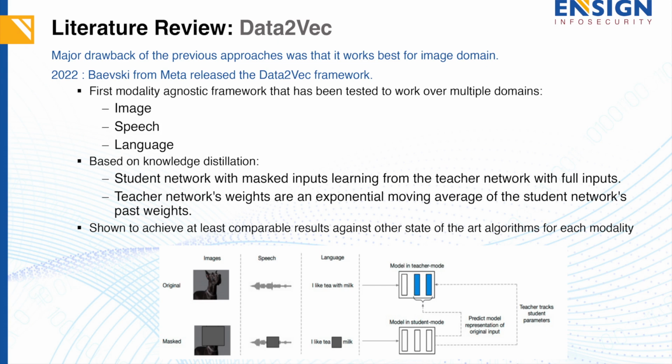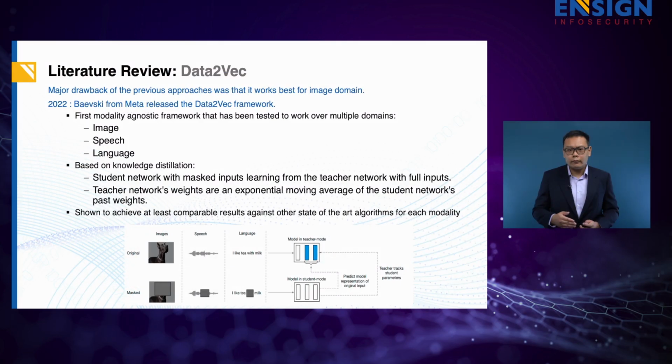In this approach, there are two networks, the teacher network and the student network. Both of these networks are identical in architecture and they are designed to ingest either images, speech, or text and output a series of vectors. The student network is fed with masked inputs and the teacher network is fed with unmasked inputs. Throughout the training process, the teacher network's weights are parameterized with an exponential moving average of the student network's past weights. And the student network is trained to reduce the distance between its output series of vectors and those output by the teacher network. Bevsky showed that pre-training neural networks with this framework allowed them to achieve at least comparable results against other state-of-the-art algorithms for each of the three modalities.